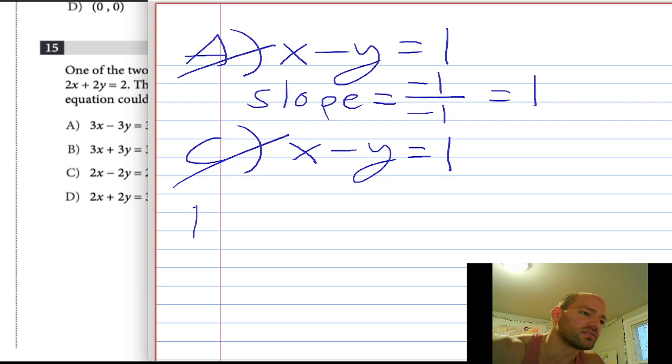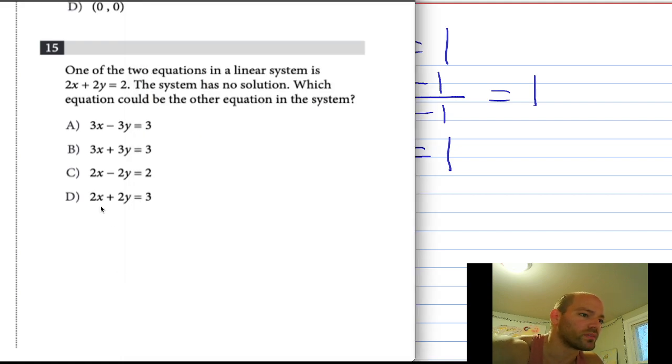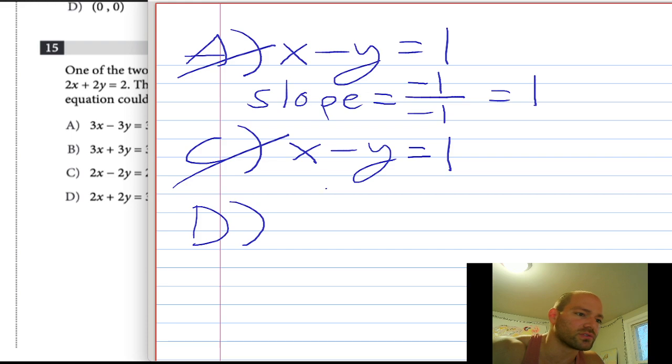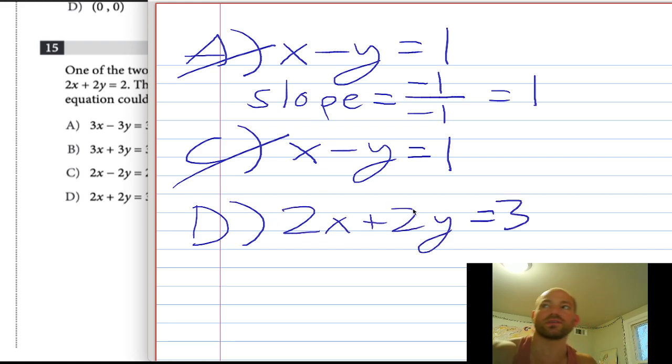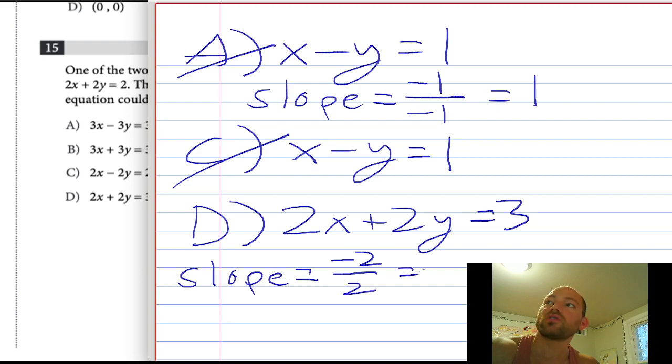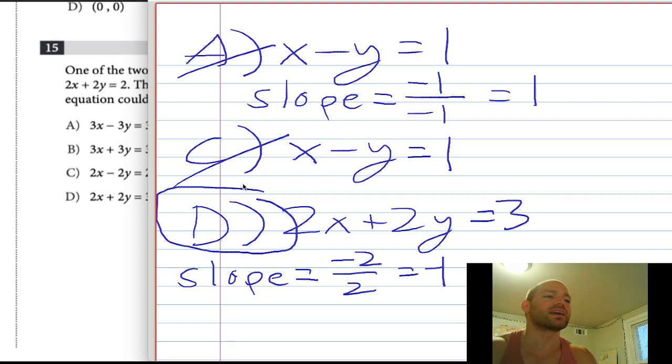Let's just take a look at this last answer choice here. 2x plus 2y equals 3. Now, this one we can't do any dividing or anything. So the slope here, negative a over b. Here our a is 2 and our b is 2. So negative a over b is negative 2 over 2, which is negative 1, which is the slope we were looking for. So we can go ahead and pick D. But again, we don't need to really even do that, because in the math section, you cross out 3 choices, you're done.